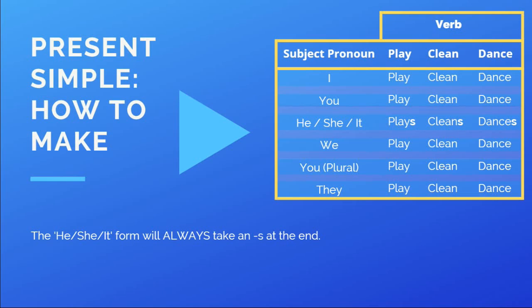However, you might notice in the table here that in the he, she, it row, the verbs have an S on the end. When we talk about he, she, or it, the verb in the present simple always ends with an S. Always. However, as with a lot of grammar in English, there are some exceptions. These ones are fairly easy to learn, you'll be happy to know.